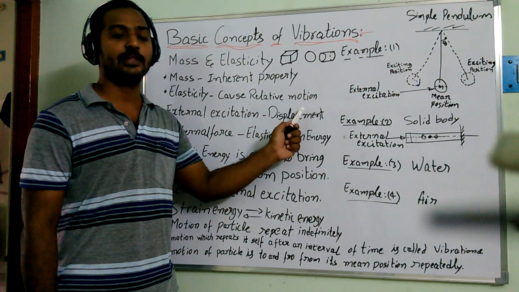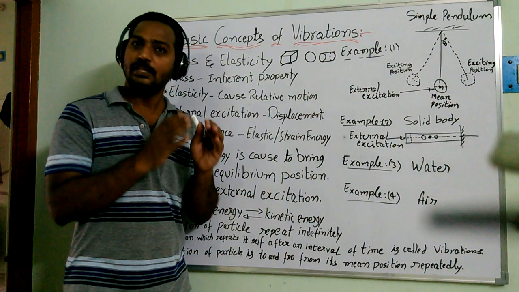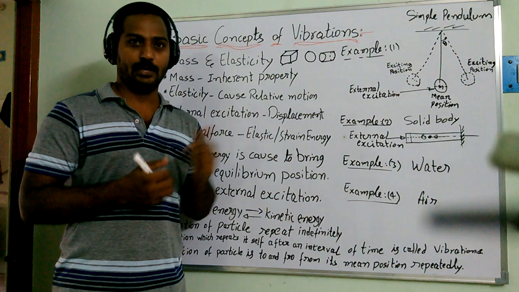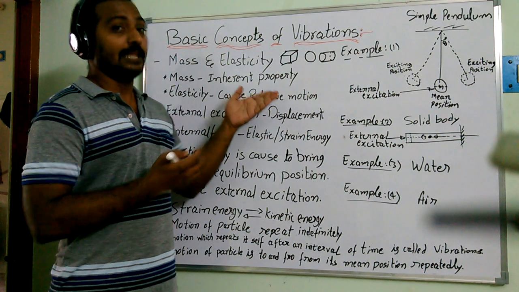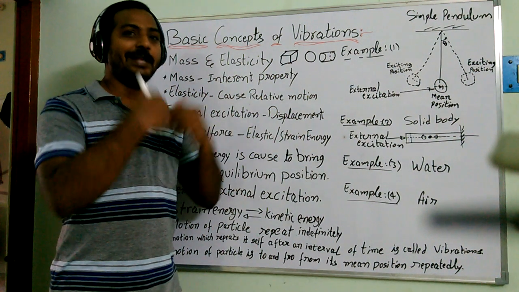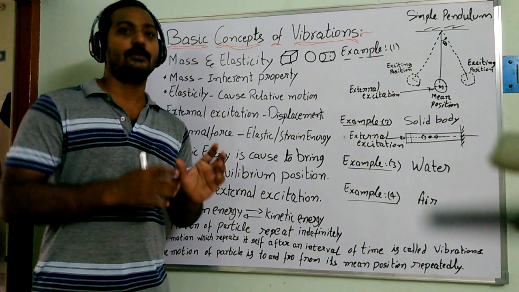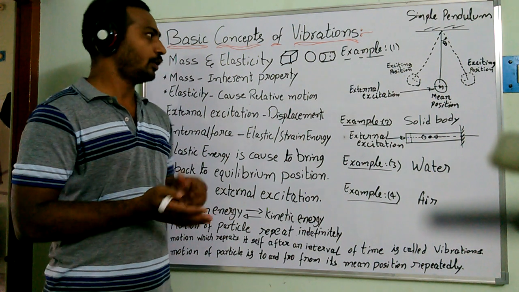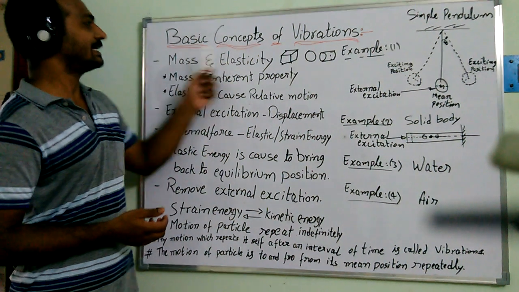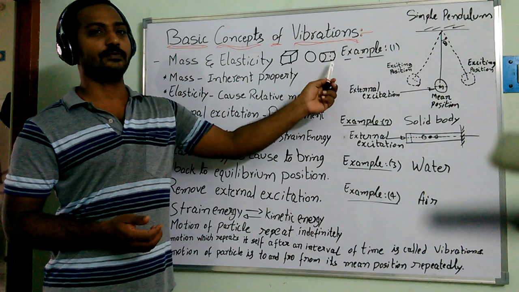How is it going to be the cause for the relative motion? As we know, within the proportional limit of that particular body, the body tries to regain its original shape and size when we remove the load. So these are the main reasons for mass and elasticity being the inherent properties of the system.